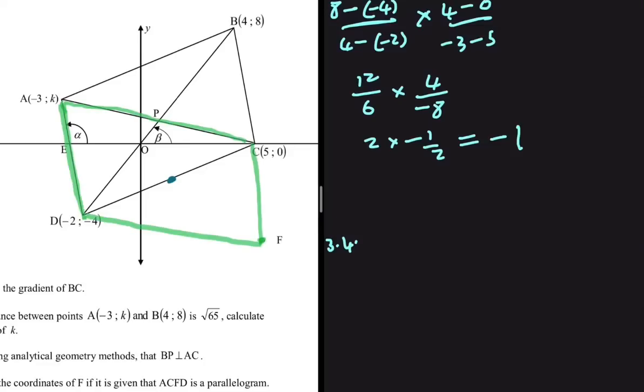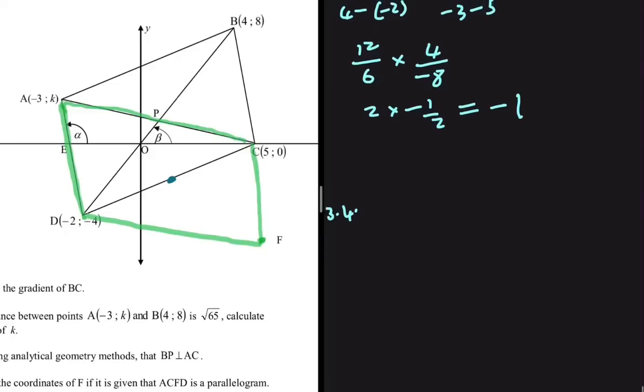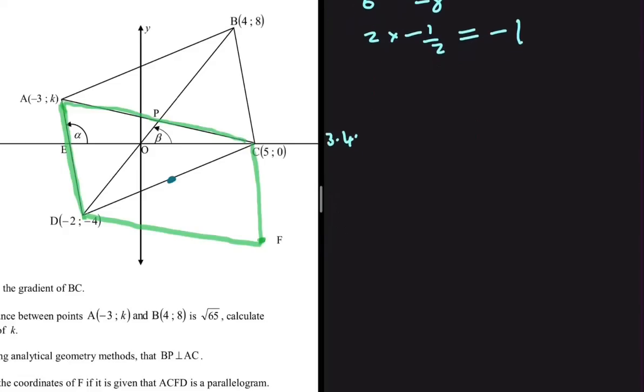Instead of doing that, we're gonna use translation. Let me show you how, if you're not familiar with the concept. So let's look at the x value of A. The x value of A is -3, and the x value of D is -2, and then the x value of C is 5. What will be the x value of F, right? The way the x values of A and D differ is the same way the x values of C and F are gonna differ if ACDF is a parallelogram.